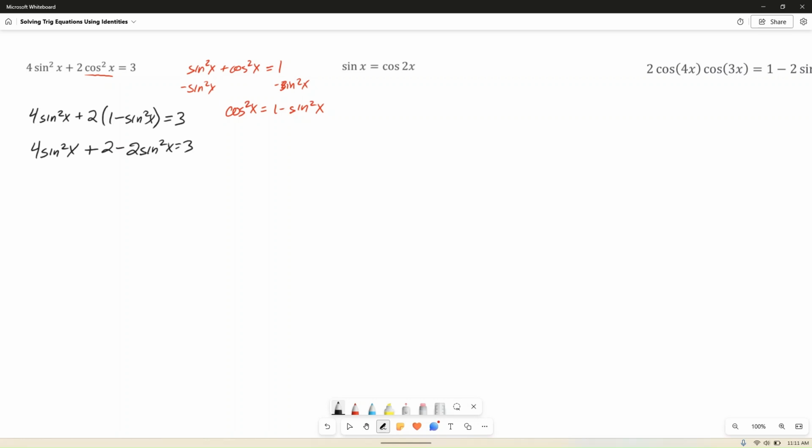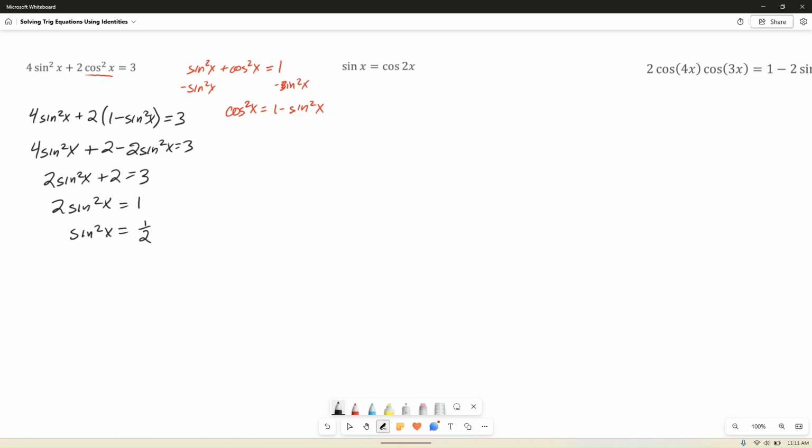The sine squareds combine together, so 4 minus 2 is going to be 2 sine squared x plus 2 is equal to 3. Then we can subtract 2 from both sides. So we have 2 sine squared x is equal to 1. We divide both sides by 2. So sine squared x is equal to a half. And you may think that's as far as you have to go, but we do need to take this a step further.